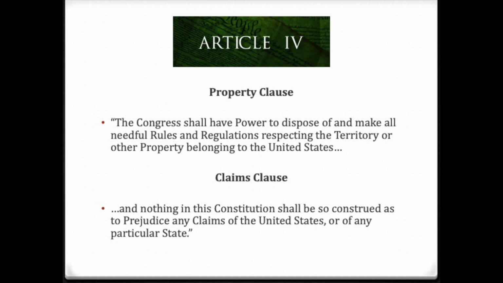In addition, this provision gave Congress the power to set rules for lands owned by the United States, such as national parks and national forests. The last sentence of the clause makes sure that nothing in the Constitution would harm the rights of either the federal government or the states in disputes over the said property.